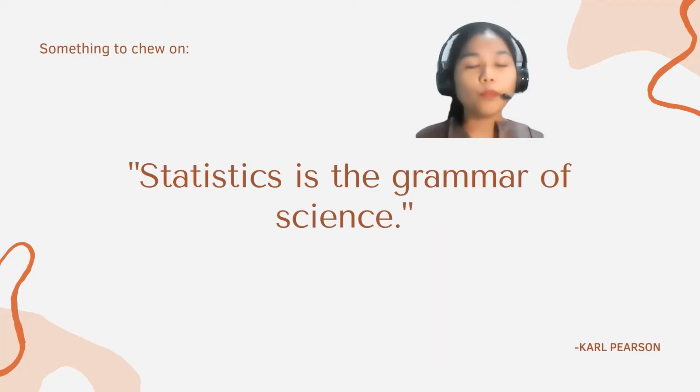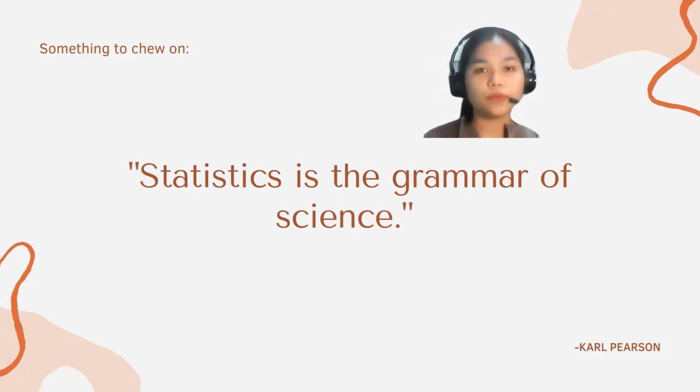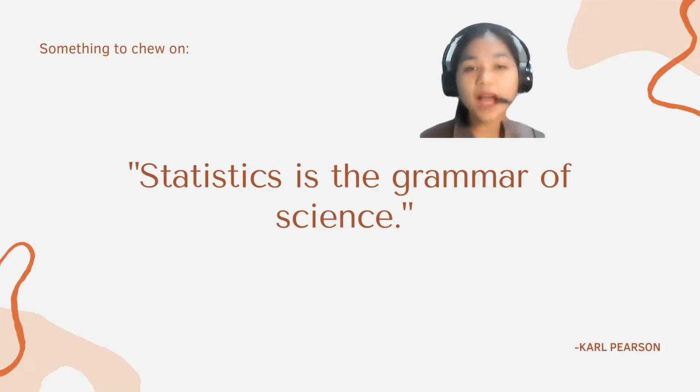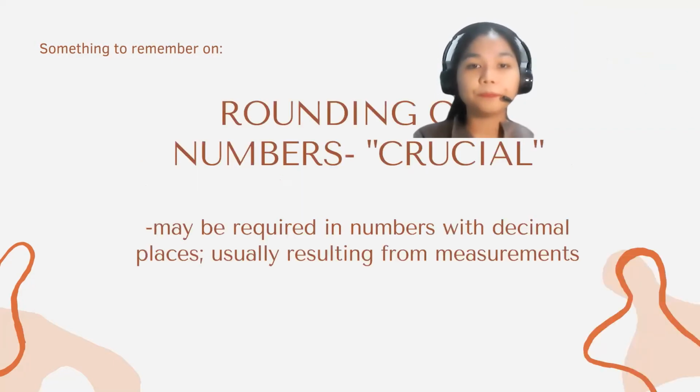Or what crop, in terms of its nutrient, is best in treating or in deworming hogs or swines? So all those things, they need statistics for us to make sound judgment, to create sound decisions. That's why statistics is the grammar of science.